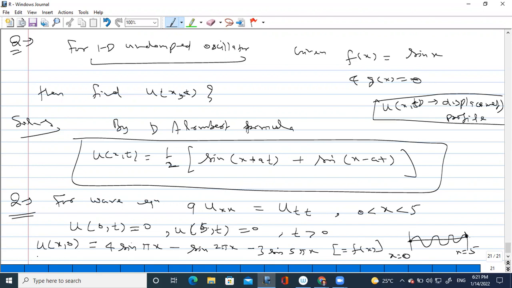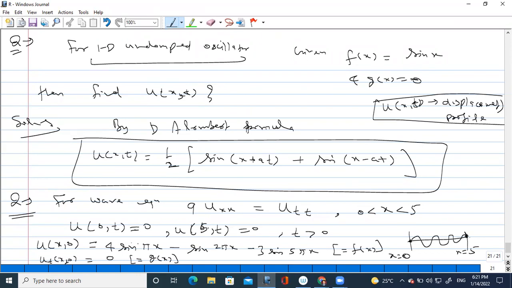Now u_t(x,0) is equal to 0. Now tell me what is u_t(x,0)? f(x), g(x). So my g(x) is 0. It means here directly I can apply the D'Alembert formula, simple formula. So here what you have to replace, just your u(x,t) will be half of this whole formula. In that you have to put x plus at in place of x. Then again plus in the whole formula you have to put x minus at.